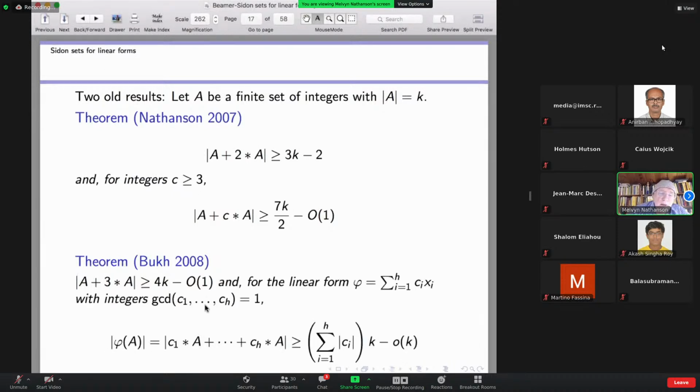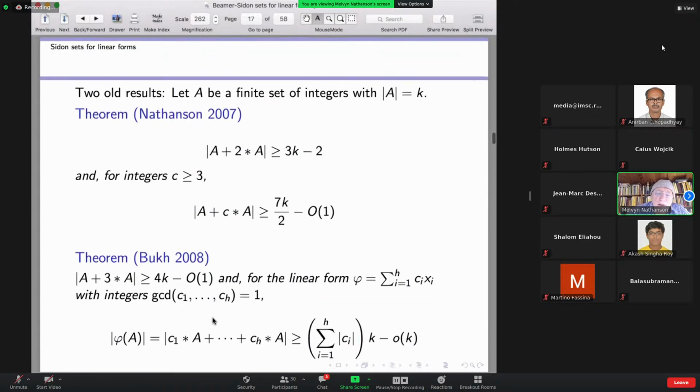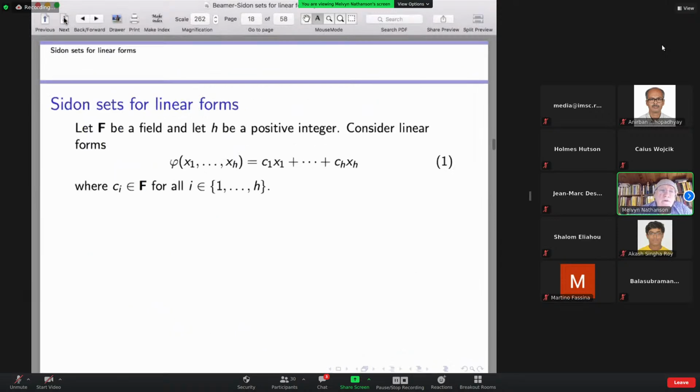And if you take an h-fold linear sum, take this linear form where the GCD of the coefficients is 1, the size of the set A evaluated at this linear form is at least this constant times k minus some little o of k. So these are just some examples of the use of linear forms in additive number theory. But what I want to talk about are Sidon sets for linear forms.